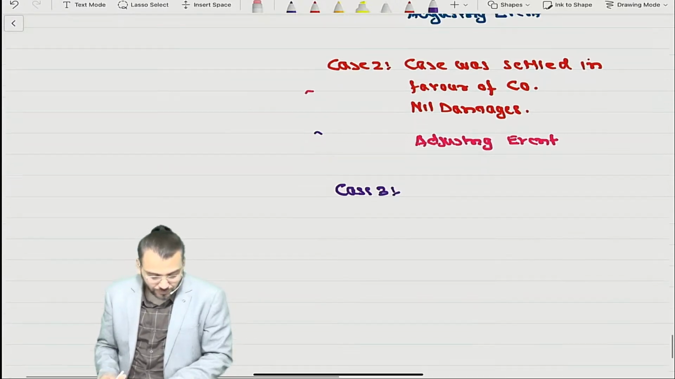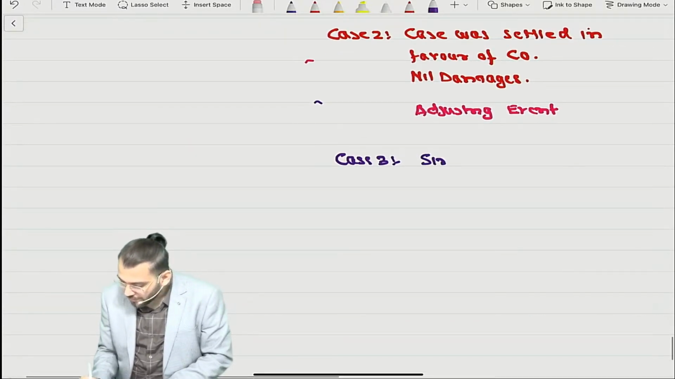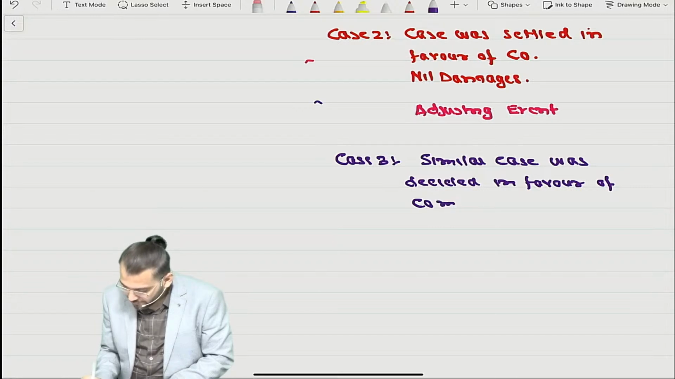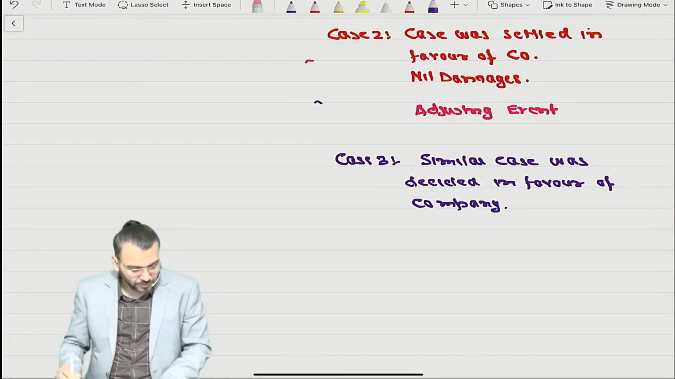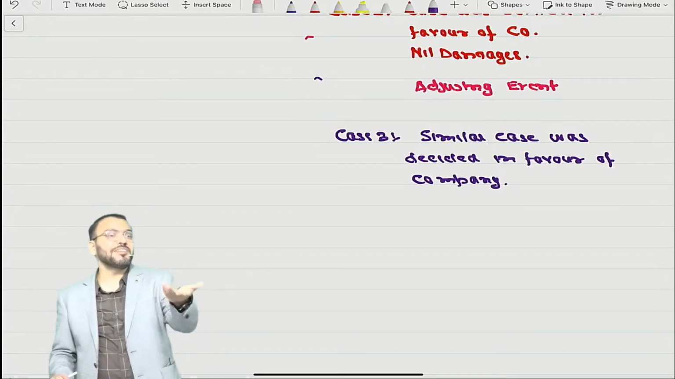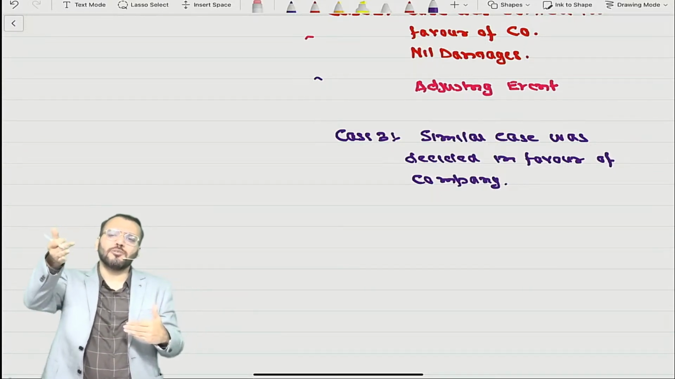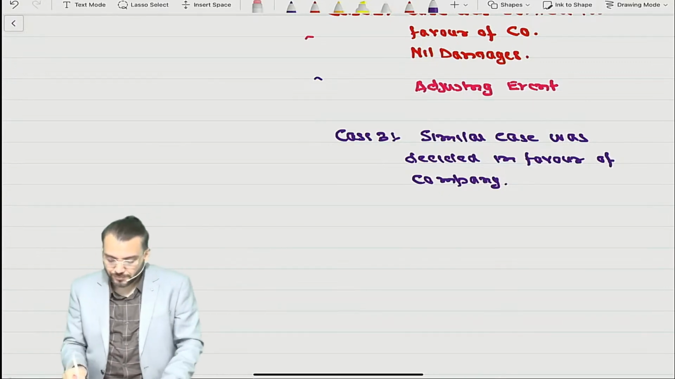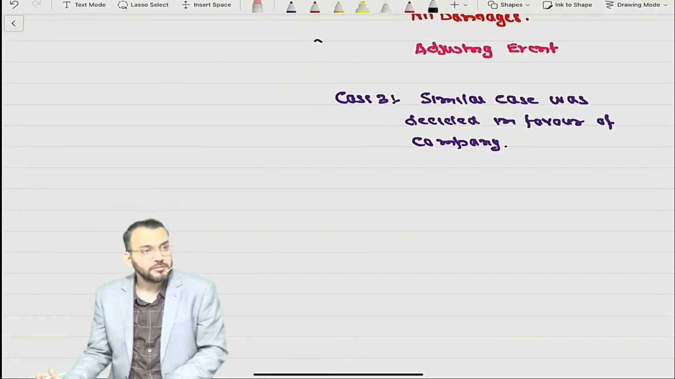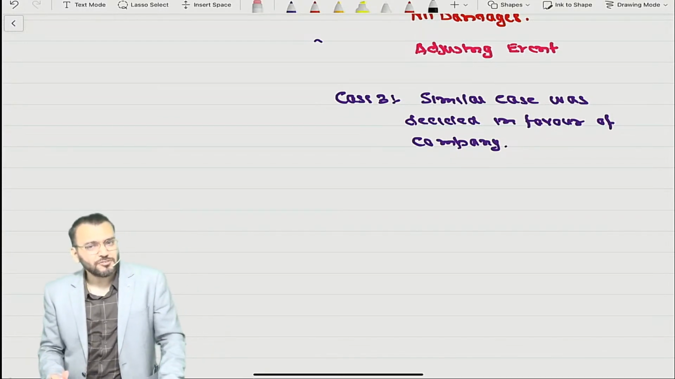Case 3: a similar case was decided in favor of the company. Understood? It is quite possible that a similar case pending in some other court was decided in favor of the company. Now, adjusting or non-adjusting? A similar case was decided in favor of the company.